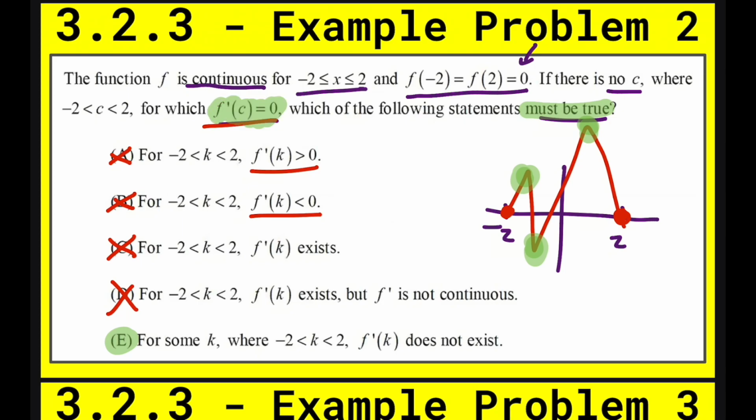Okay. Some people might go, what if you just drew a straight line between those two graphs? Okay, well, that means the derivative is equal to 0. So you're actually breaking one of the rules of the problem. It says there's no point where the derivative is equal to 0. So you cannot just draw a straight line. That would not work either. All right, let's go to the next one.